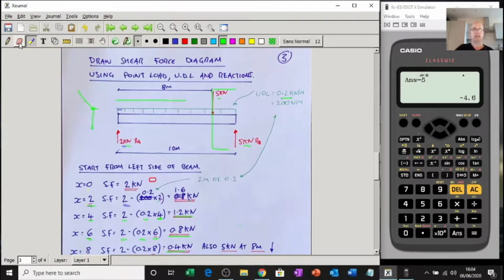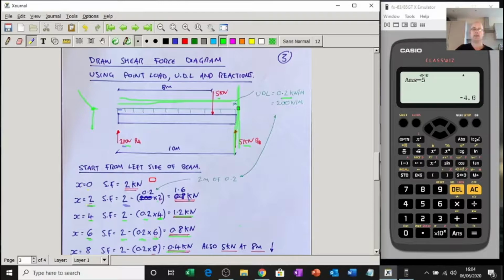And then the last one of all is x equals 10. So we've got all of this now. So we've got 2 coming up. We've got 10 meters worth of the UDL. We've got this 5 coming in. And we've also got this 5 coming up. So don't forget, we need to come back to 0.